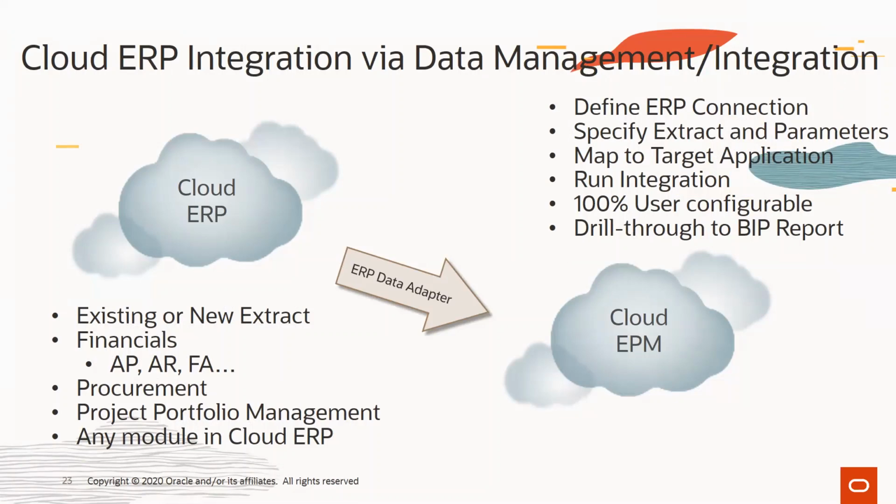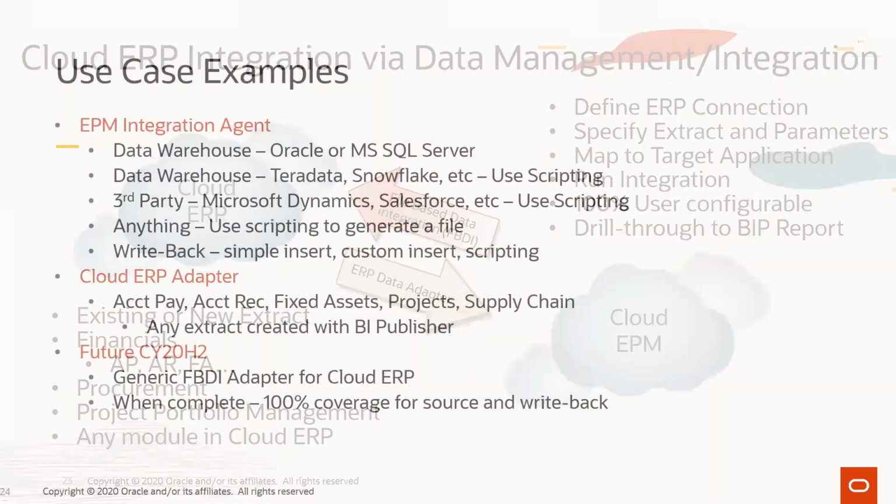You can go out against AP, AR, fixed assets, procurement, PPM, really anything that's in the Cloud ERP, we can now bring into EPM. We're also working on the ability to integrate back to your Cloud ERP instance using the file-based data integration API. So not only can we pull from ERP, but we'll also be able to push it right back into the cloud.